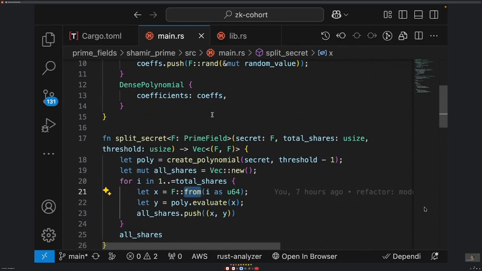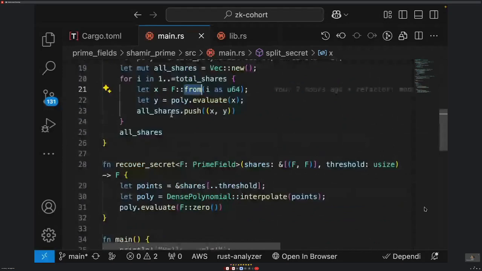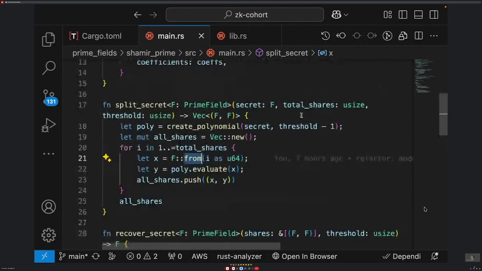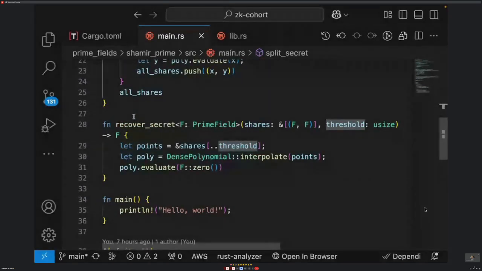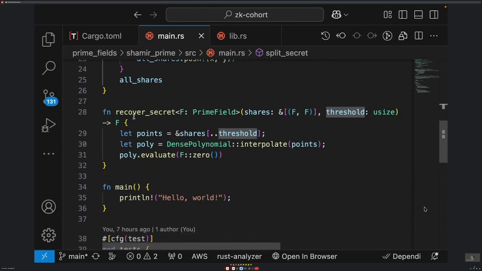So now, this all shares dot push. It means that I've already shared my secrets among the total number of people, which is the total shares. Then this total shares is just the threshold of people that, if they come together, should be able to produce that secret. So now the last function that I just need to create: since I've already split my secret, how do they come back? How do those people combine to get back the secret?